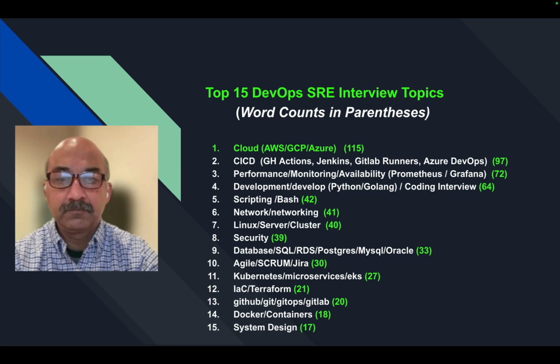As you know, I've done some research on LinkedIn job descriptions and came up with the 15 top topics that you should be studying for DevOps or SRE interviews. The ones at the top, like cloud, AWS, GCP, CI/CD, are more important than the ones at the bottom, like containers and system design. However, some topics like Kubernetes and Terraform are underranked based on the data, based on my experience and my gut instincts. They should be ranked higher.